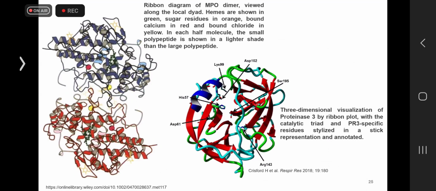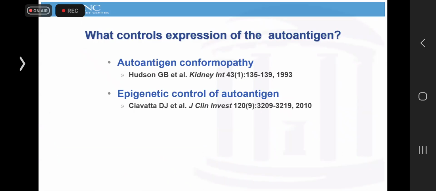And the first thing you have to ask is, are antibodies attacking these molecules all over the place? Or is, in fact, the targeting highly specific? And I'm going to show you in a moment that it's highly specific. So what then controls a normal self protein? You all have myeloperoxidase, you all have proteinase 3. Why do some people get an antibody to it? And one possibility is what Billy Hudson has described for anti-GBM disease, in which there's an unfolding of type 4 collagen. Here, there may be a number of factors, one of which turns out to be epigenetic control of both myeloperoxidase and proteinase 3.